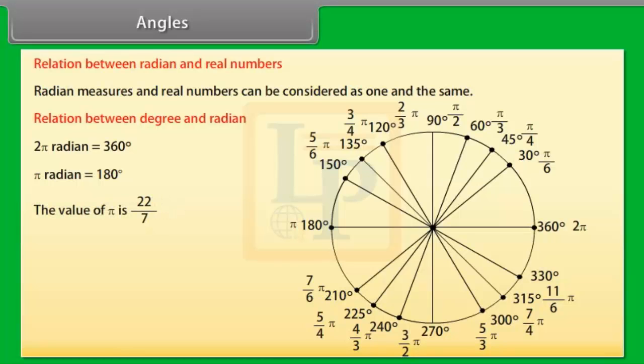The value of pi is 22 by 7. We can find that 1 radian is equal to 57 degree 16 minutes. And 1 degree is equal to 0.01746 radian.